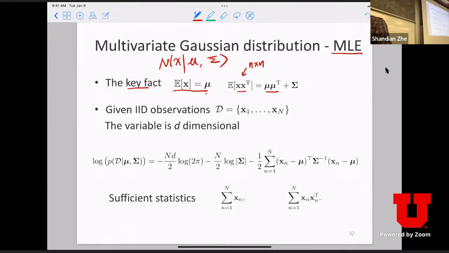And now, suppose we're given big N observations, IID, independent and identically distributed, and the variable is d-dimensional. We want to estimate the parameters mu and sigma from this data. How can we do that? Following the MLE principle, we can take the logarithm of this likelihood.